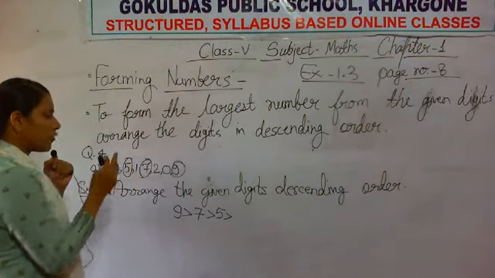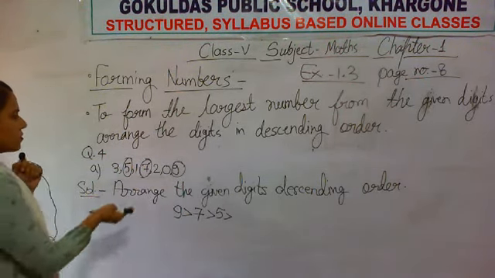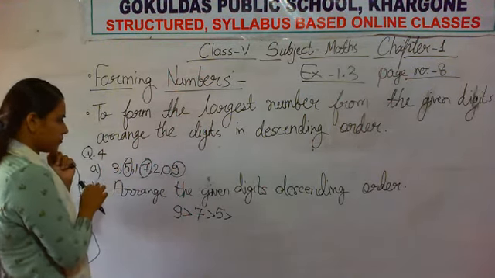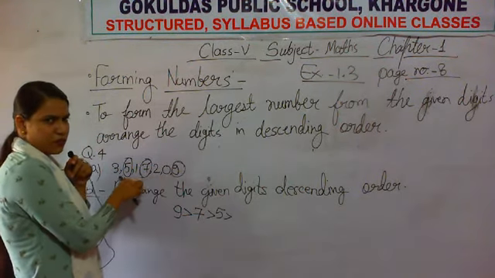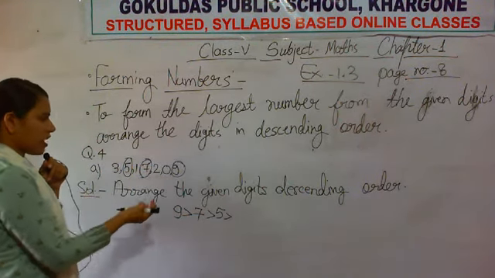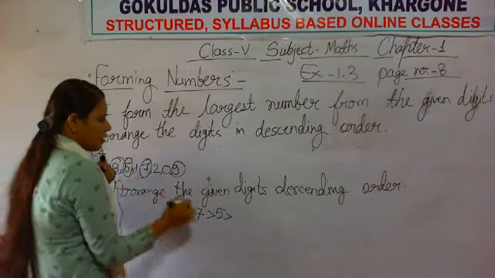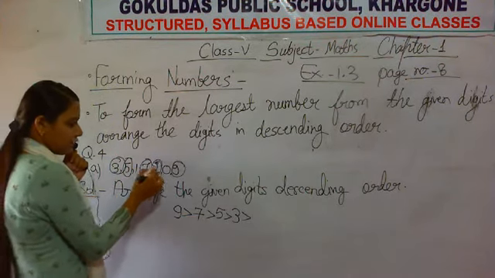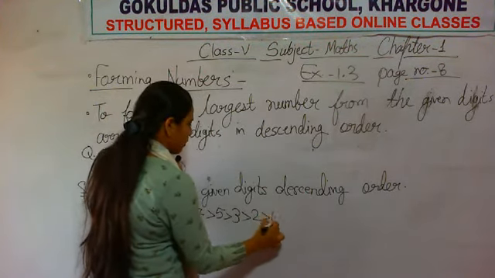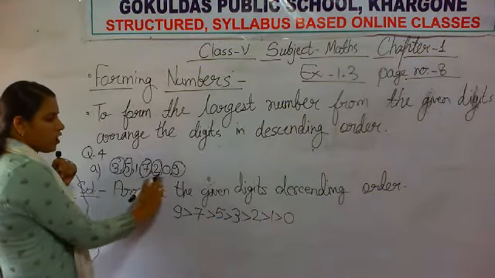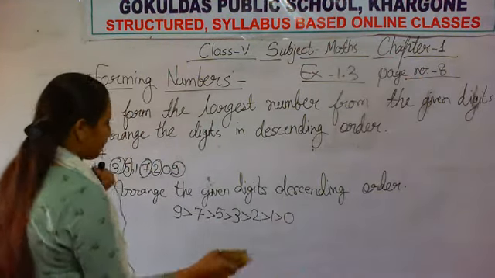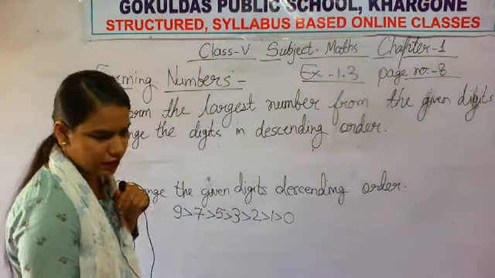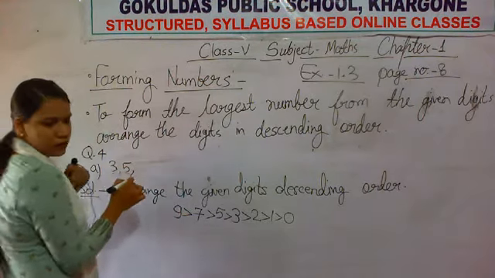Now 1, 2, 3 and 4 digits are left with us. Now see, is the 1 largest out of these? No. Is the 0 largest out of these? No. Then which one is largest? Right, 3 is the largest. So you will write 3 here. Okay. Then obviously 2 is largest. So you will write 2, then 1 and then 0. So this is how you arrange all the digits in descending order.